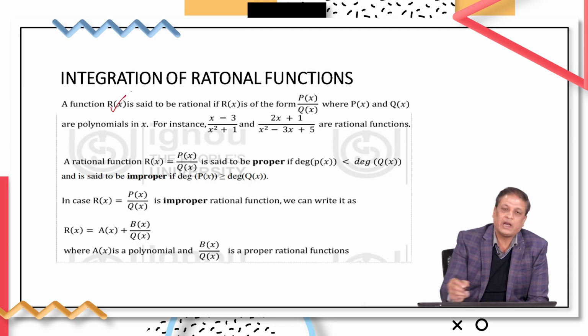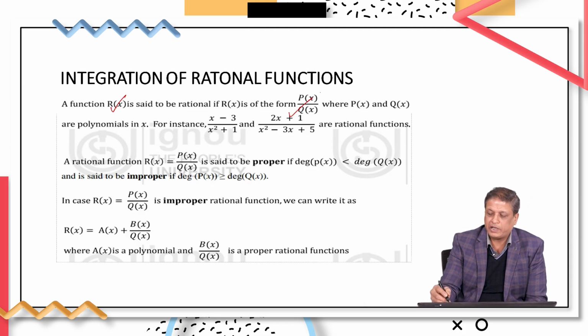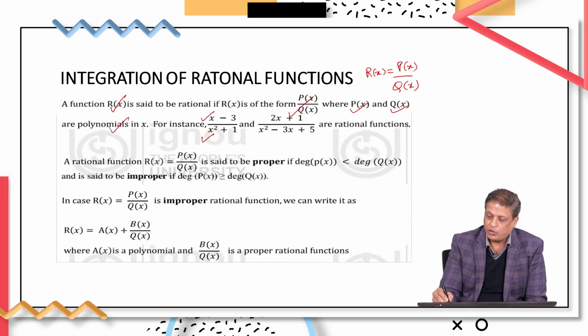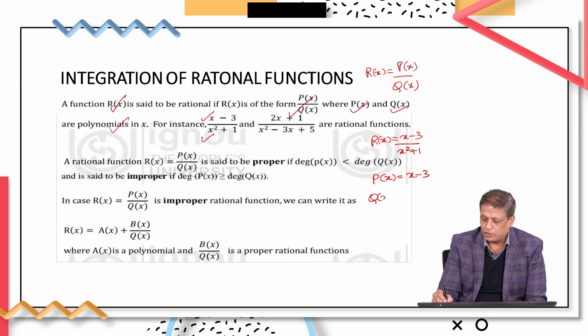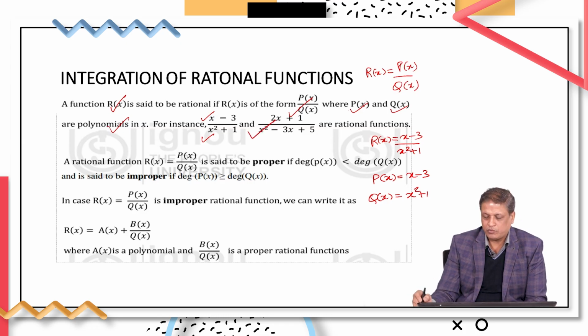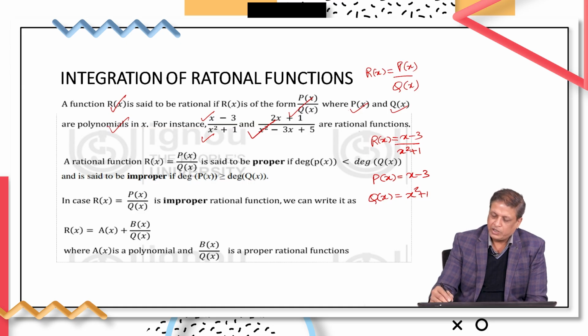So, say we are having a function R(x) which is of the form P(x) by Q(x), that means R(x) is equal to P(x) by Q(x), where both P(x) and Q(x) are polynomials in x. For instance, we have an example, say x minus 3 upon x square plus 1. So, R(x) is equal to x minus 3 upon x square plus 1. That means P(x) is equal to x minus 3, which is a function in x, and Q(x) is equal to x square plus 1. Or we may have another function, say 2x plus 1 upon x square minus 3x plus 1. These are the rational functions.